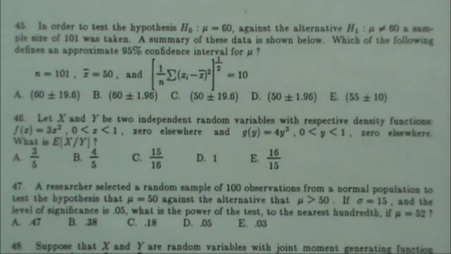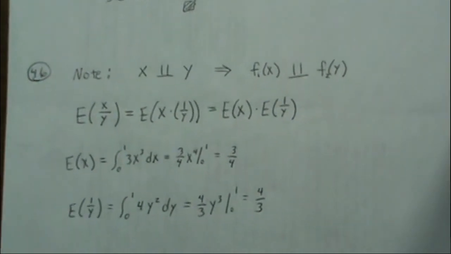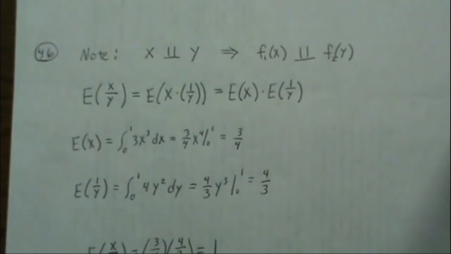46. Let x and y be two independent random variables with respective density functions f of x equal to 3x squared when x is between 0 and 1 and 0 elsewhere, and g of y equal to 4 times y cubed where y is between 0 and 1 and 0 elsewhere. What is the expected value of x divided by y? 46.